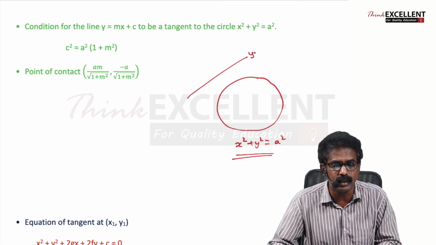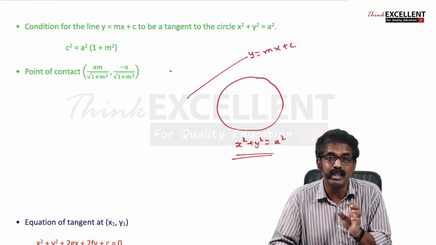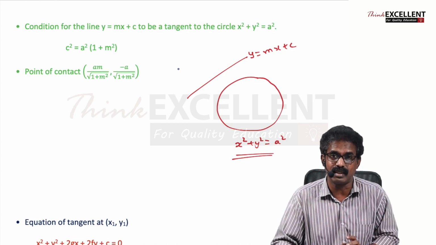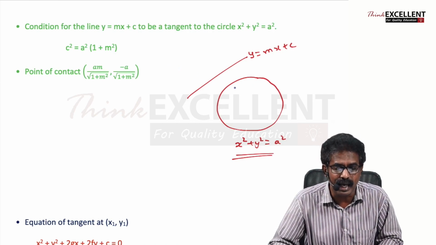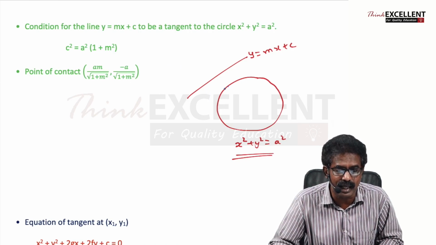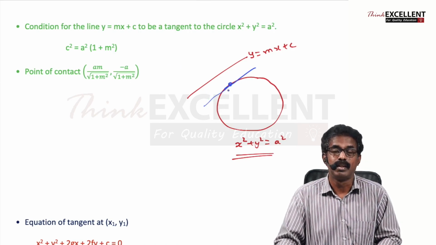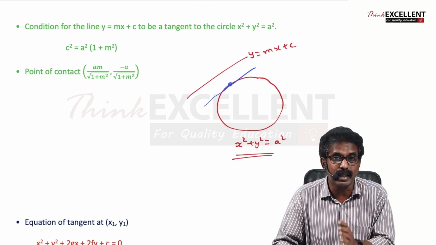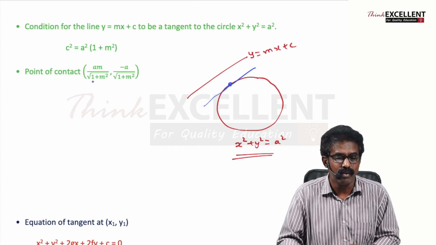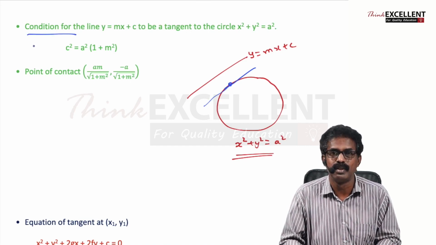So this is one circle and a line is given: y equal to mx plus c. Now we want this line to be a tangent. Tangent means the line has to touch this, right? This line has to come closer to this. So it has to touch the circle. Now the line becomes what? Tangent, okay? For that there is a condition.